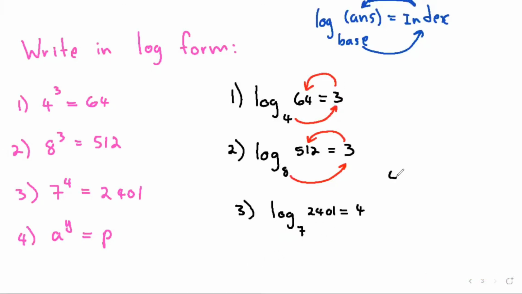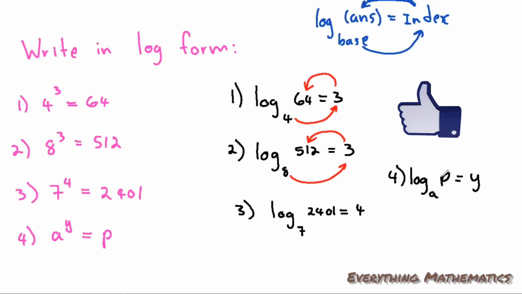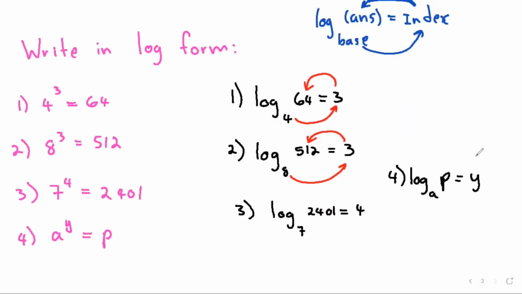And the last one, number 4, let me do it over here, we have a to the y equals p. In this one, we have log of base a of p equals y. Don't take this for granted. This is a very important property, because when we start to solve some logarithmic questions, sometimes it comes down to as simple as understanding this. Sometimes we ignore this and then we realize we have an unknown, but we don't represent it like this, and then it cannot be solved.